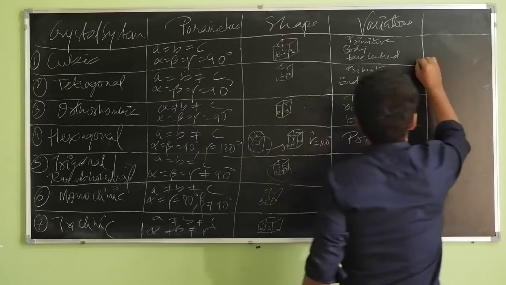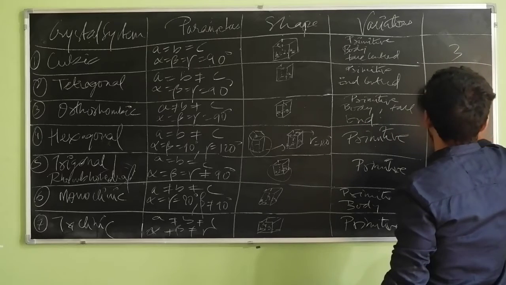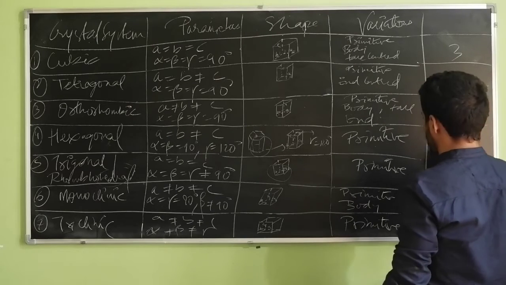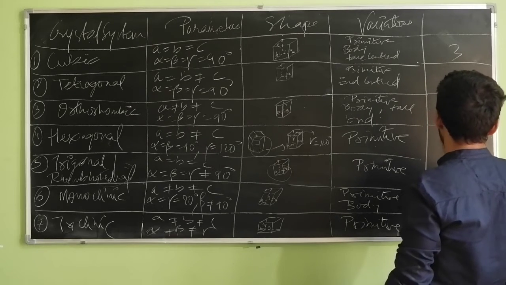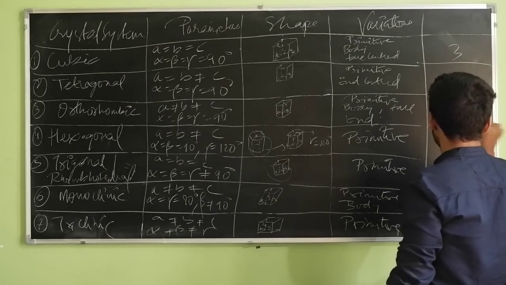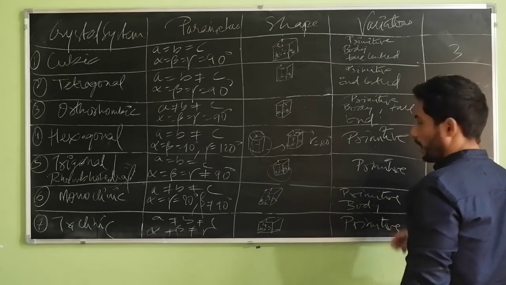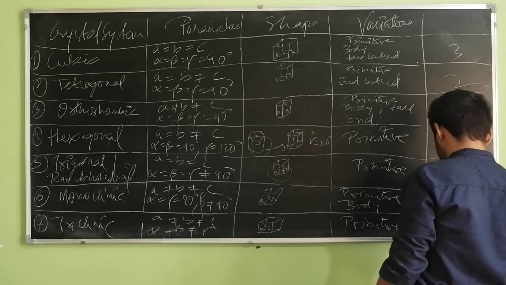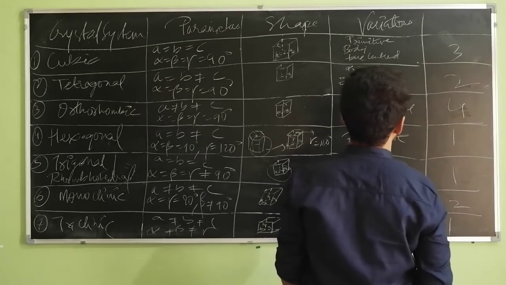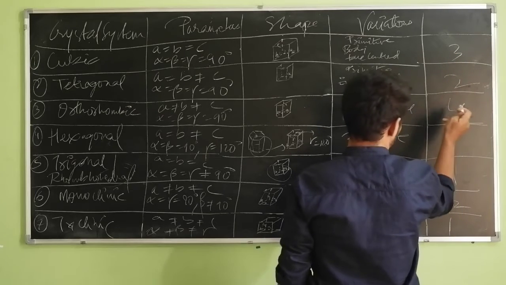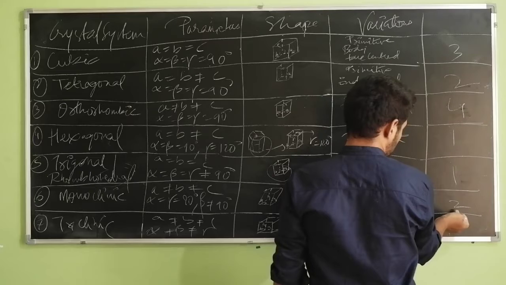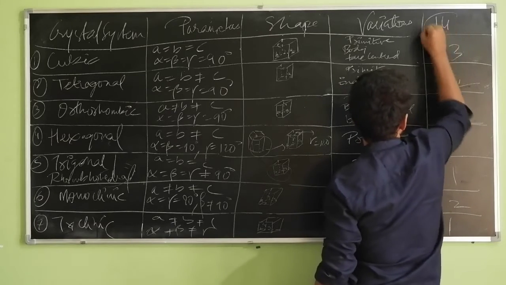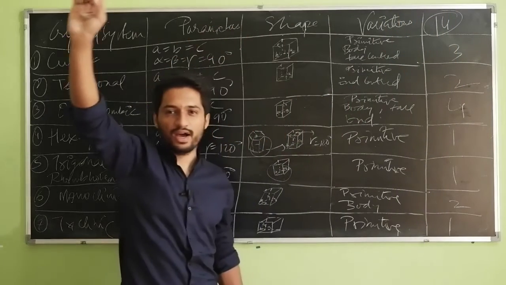Let's count them. So there, 3, this is 2, this is 3. No, this is 4, sorry. Orthorhombic has all the 4. So 4 are possible, so orthorhombic has 4. This is 1, this is 1, this is 2, and this is 1. What's the total that we have here? 3, 5, 9, 10, 11, 12, 13, 14. So 14 is the total number of variations that we have.